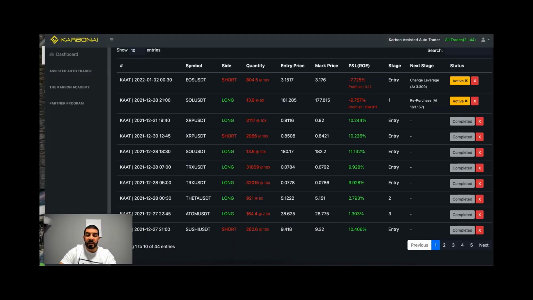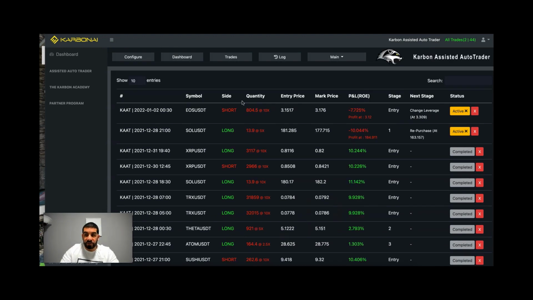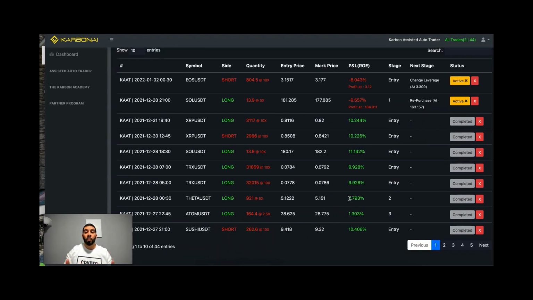Now, when you see these trades here at 2% or 1%, what that simply means is that the trade went the opposite way. But because of Karbon's AI system, here's the thing: instead of taking a loss, it did a money management system, which I'm going to show you in a second, to prevent the loss and to get me out of the trade with a small profit, basically just breaking me even instead of taking a loss.